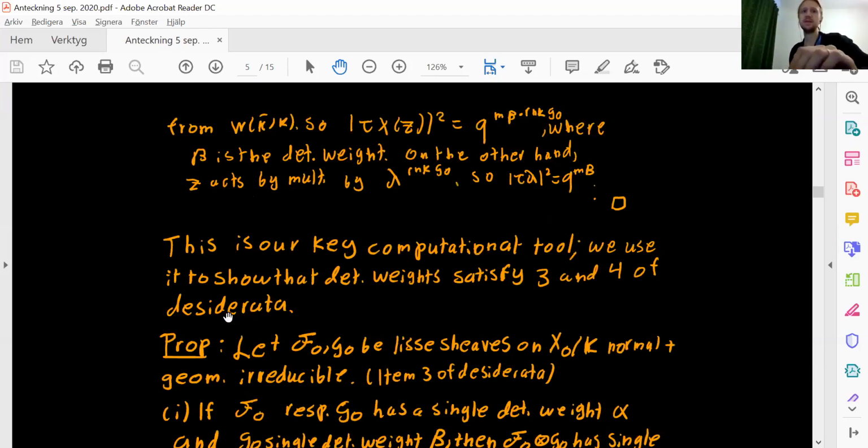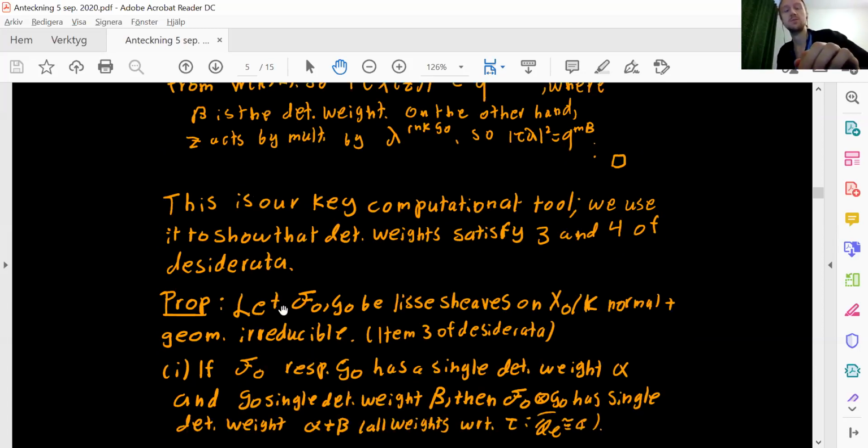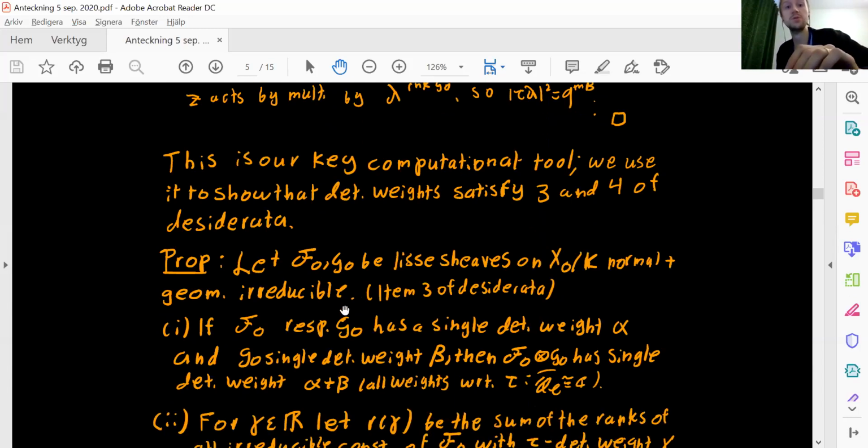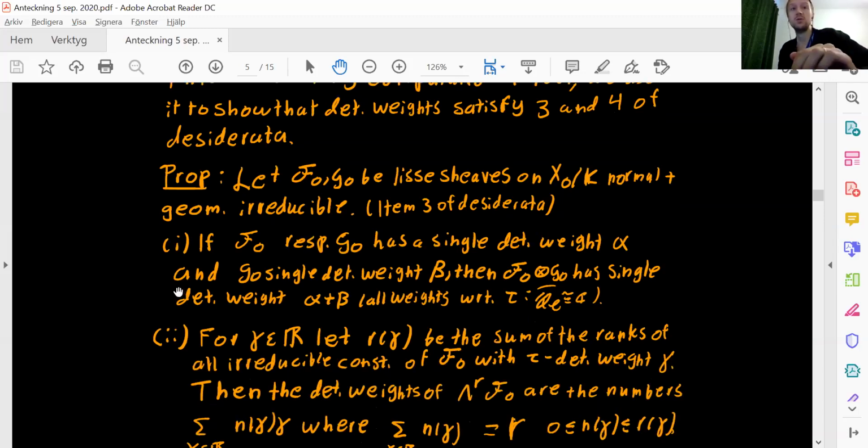So then what we want now is to prove that with this computational tool, we can show that it behaves well with respect to tensors and with respect to the exterior powers. So here's the proposition, which shows that item 3 of the desiderata is fulfilled. Let F0 and G0 be lisse sheaves on X0 over K, where X0 is normal and geometrically irreducible, and F0 and G0 are any lisse sheaves. Now, 1 says that if F0 has a single determinant weight alpha, and G0 has a single determinant weight beta, then the tensor product of F0 and G0 has single determinant weight alpha plus beta. And here all weights are with respect to this embedding tau from QL bar into C.